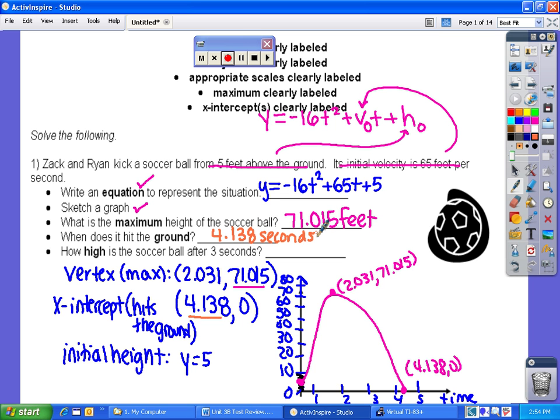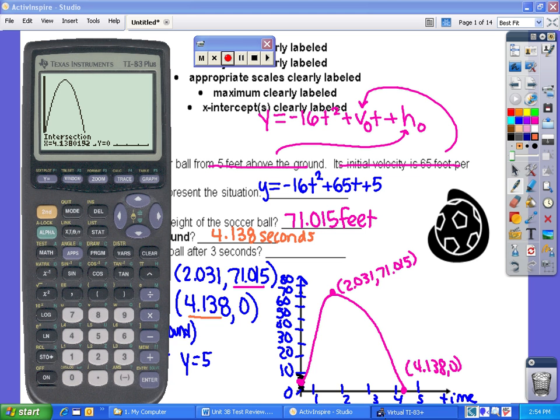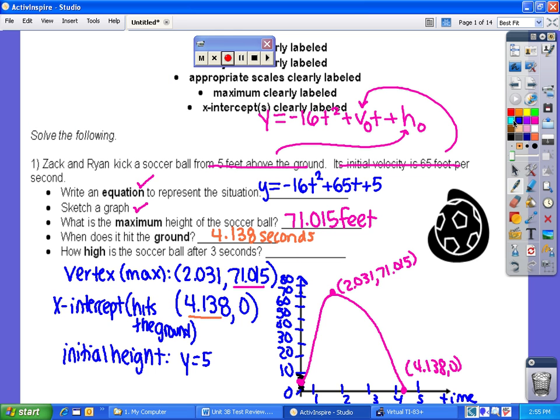The last thing says, how high is the soccer ball after 3 seconds? And that you can do by pressing second, graph, and go to where x equals 3, and it's at 3 and 56, so 56 feet is how high it is after 3 seconds. Alright, so that is number 1.